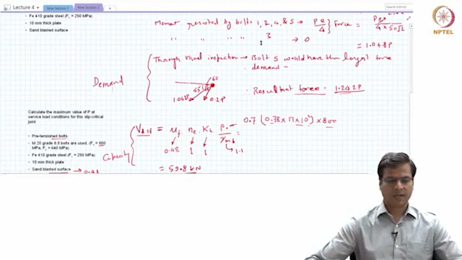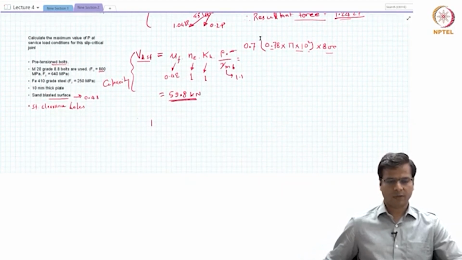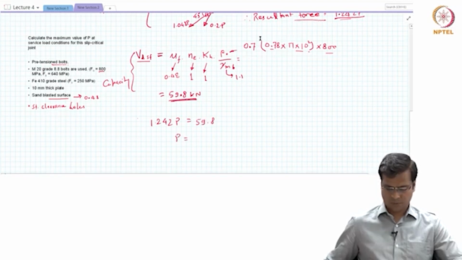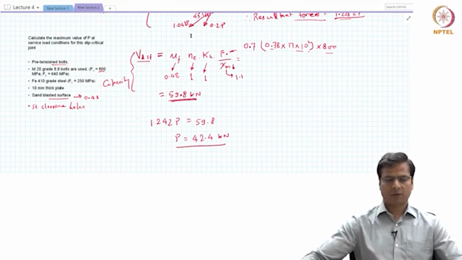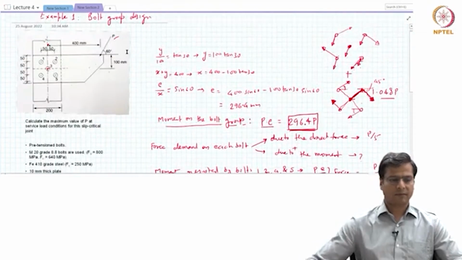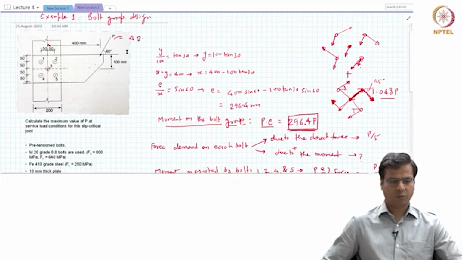When we balance the two, what do we get? 1.242 P is equal to 59.8, that is P is equal to 42.4 kilonewton, and that is the value that we can use for our bolt. Okay, so that is the maximum force that we can apply. P max will be equal to 42.4 kilonewton for the bolt assembly to be able to resist this load safely.